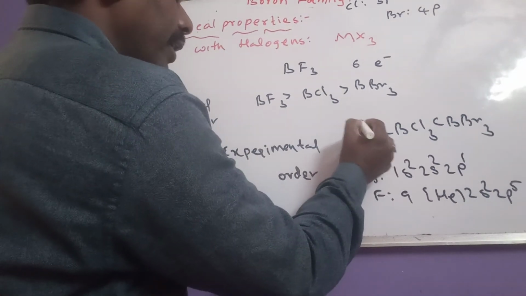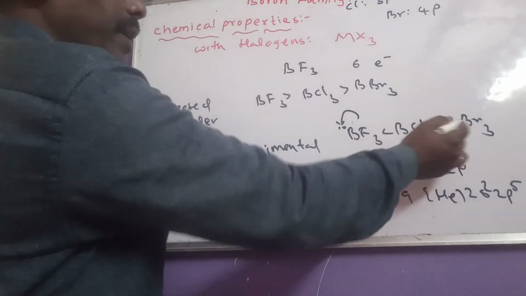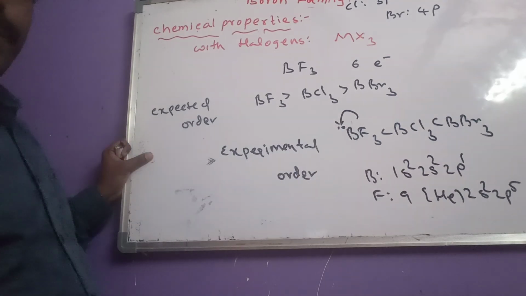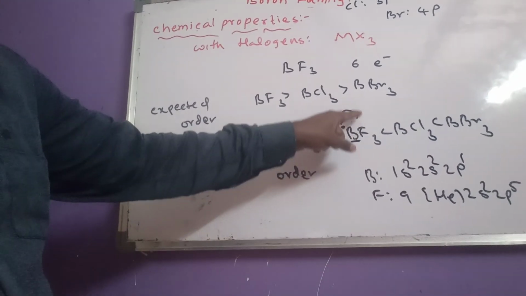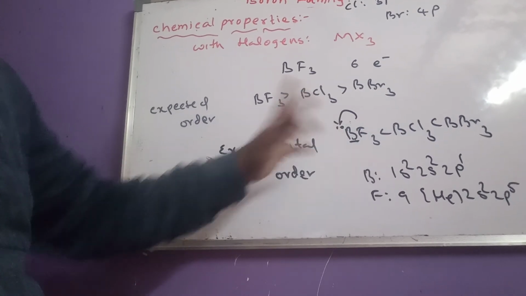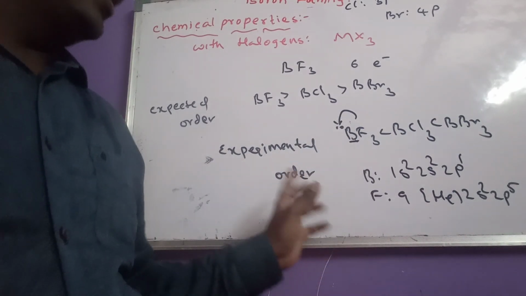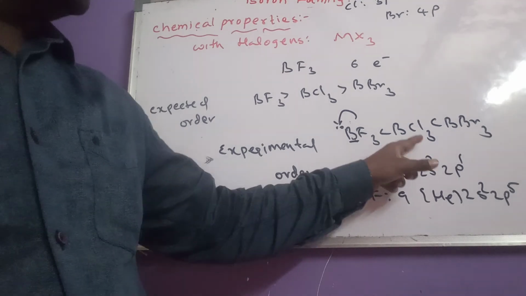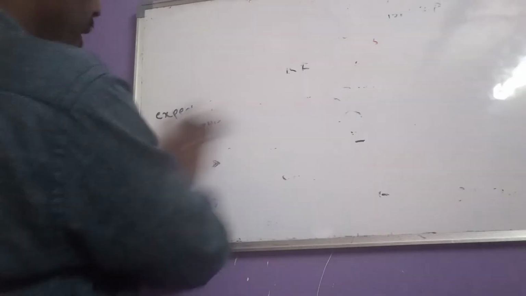So fluorine donates a lone pair of electrons to the boron of BF3. That means among these three halides, due to the greater ease of back bonding in BF3, the central boron does not have much electron deficiency, because through back bonding, boron gains that electron pair. For this reason, the experimental order shows that BF3 acidic strength is less than BCl3, which is less than BBr3. So this is regarding the chemical properties of third A group elements, the boron family.